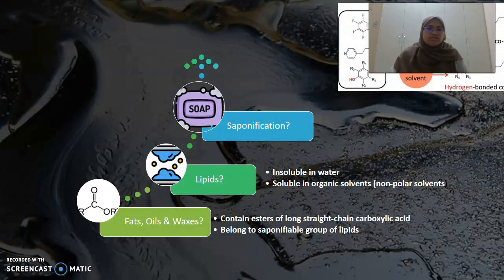So firstly, what are fat, oils, and waxes? Fat, oil, and wax contain esters of long straight chain carboxylic acid, and these three belong to the saponifiable group of lipids, which means fat, oil, and waxes are lipids. So what is lipid? Lipid is insoluble in water. When we mix oil and water, they will not mix together because lipid is insoluble in water, but it is soluble in organic solvent, for example a non-polar solvent. So the lipid will be soluble in non-polar solvent.